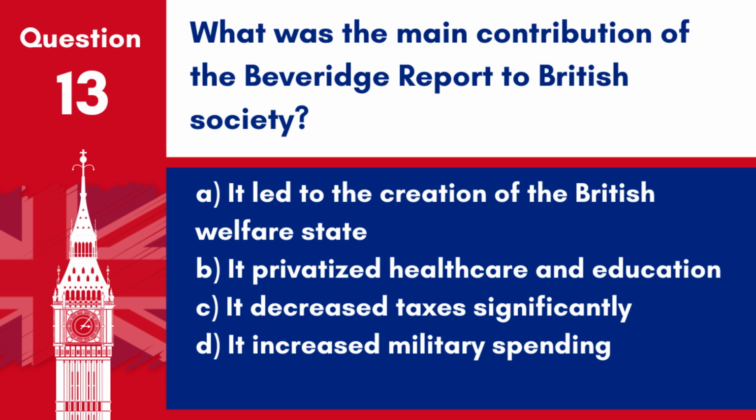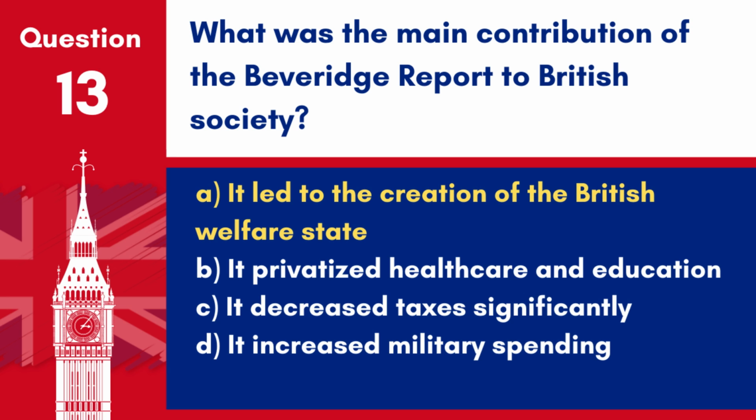Question 13. What was the main contribution of the Beveridge Report to British society? A. It led to the creation of the British welfare state. B. It privatized healthcare and education. C. It decreased taxes significantly. D. It increased military spending.